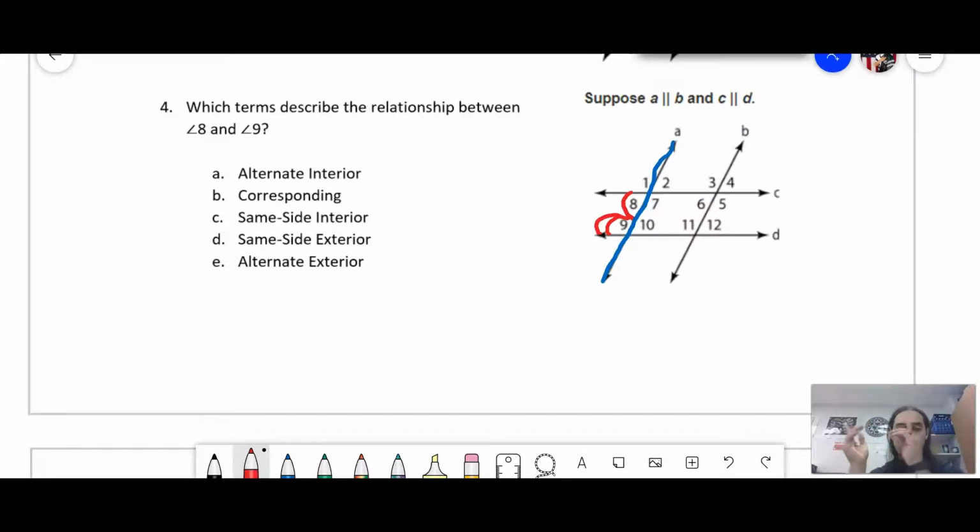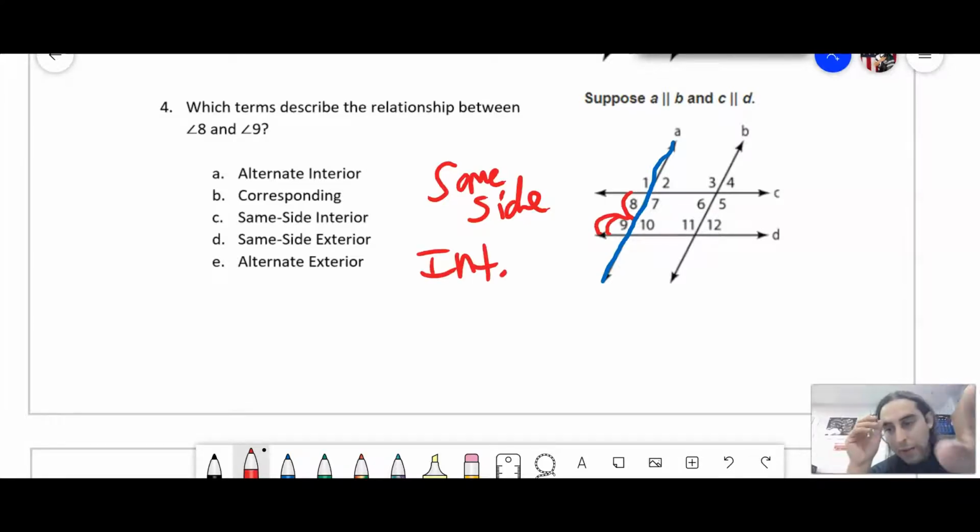That's obtuse. They don't match, right? Do you see how 8 and 9 are both on the left of the transversal? They're on the same side, right? And do you see how 8 and 9 are between parallel lines? 8 is below a parallel, 9 is above a parallel. They're in between. Inside means interior, right? Same side interior. And that's what they're asking to describe the relationship. So same side interior is going to be letter C.